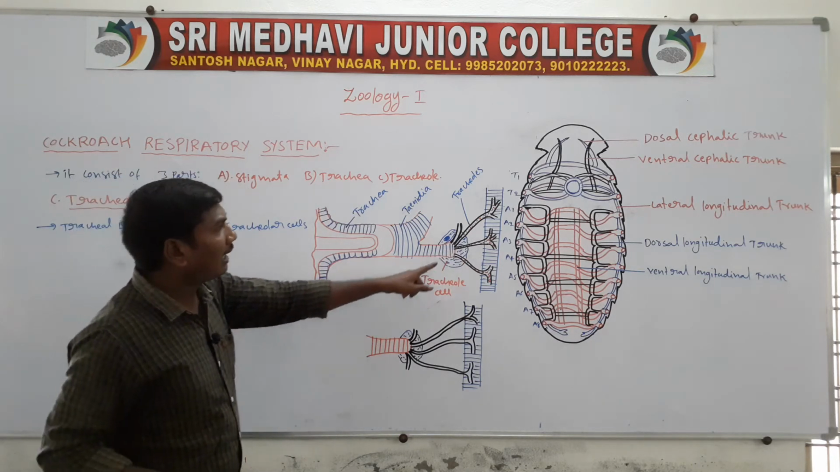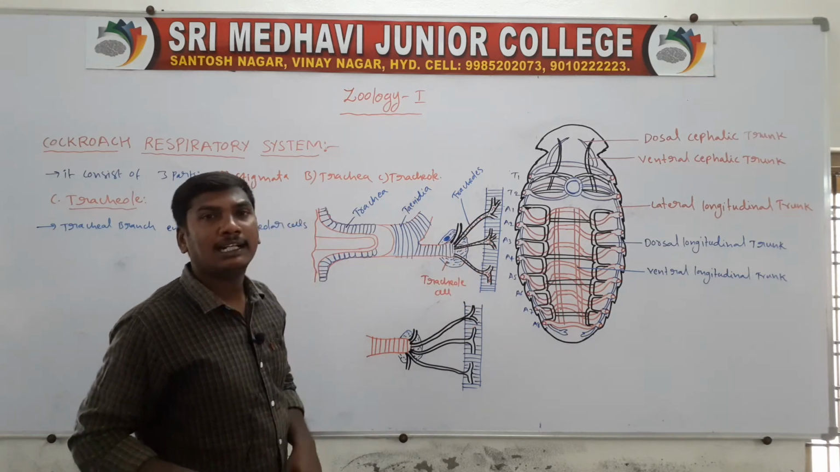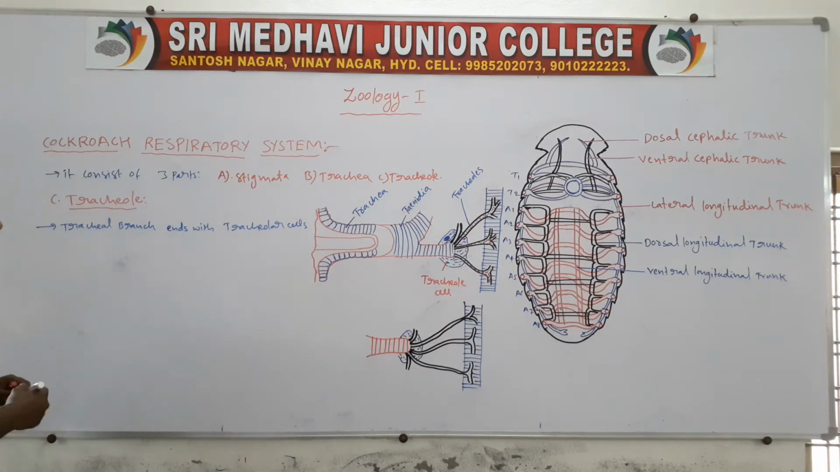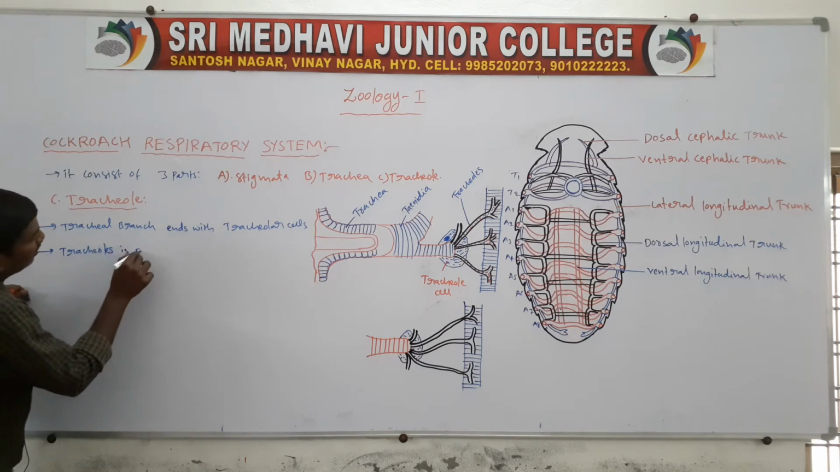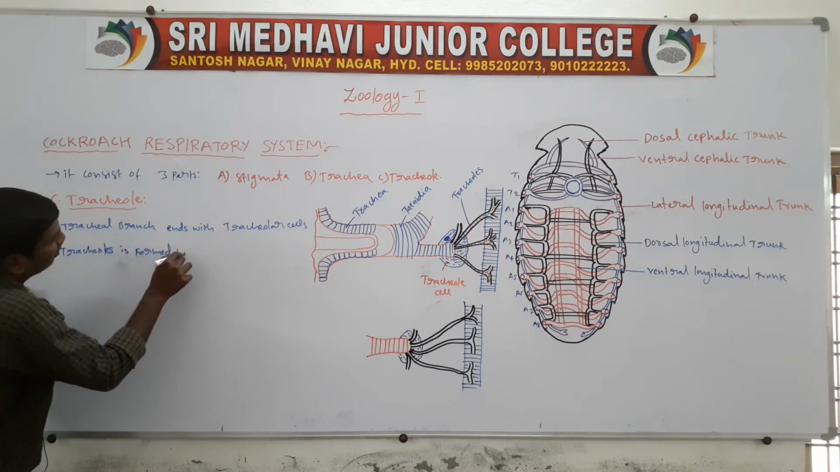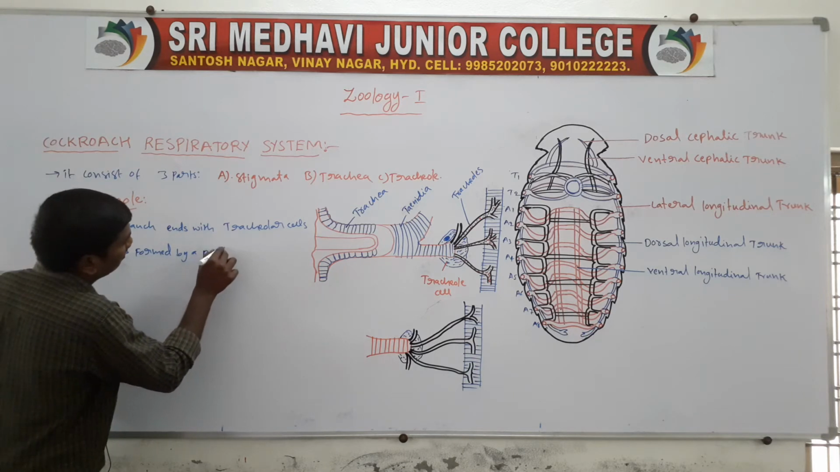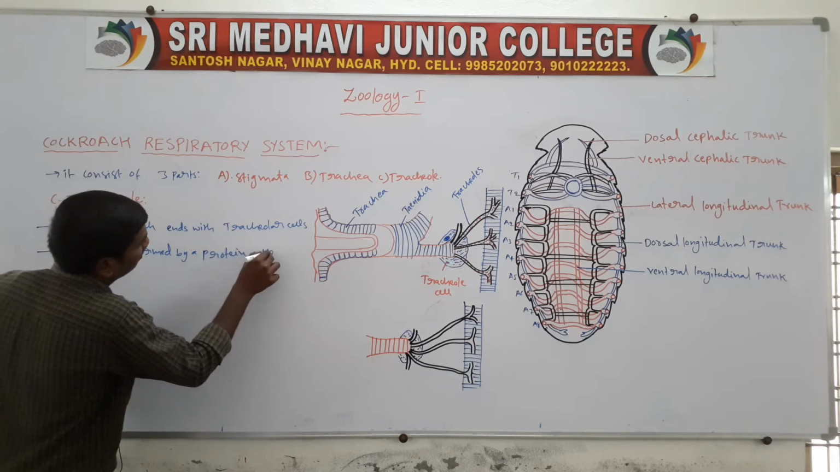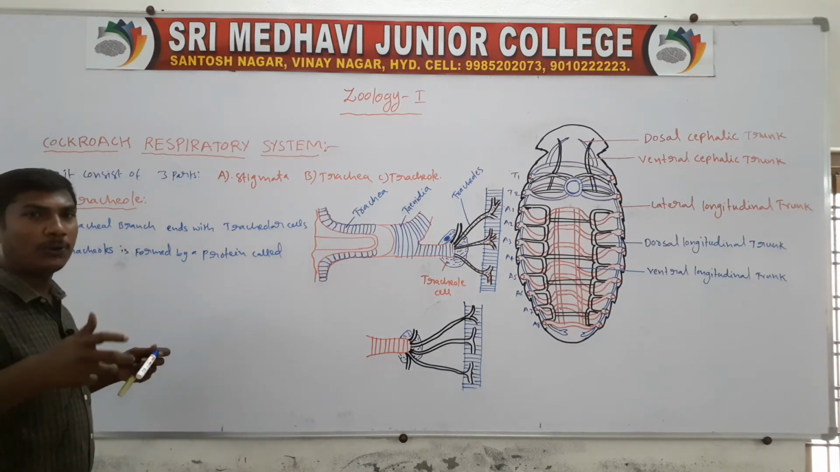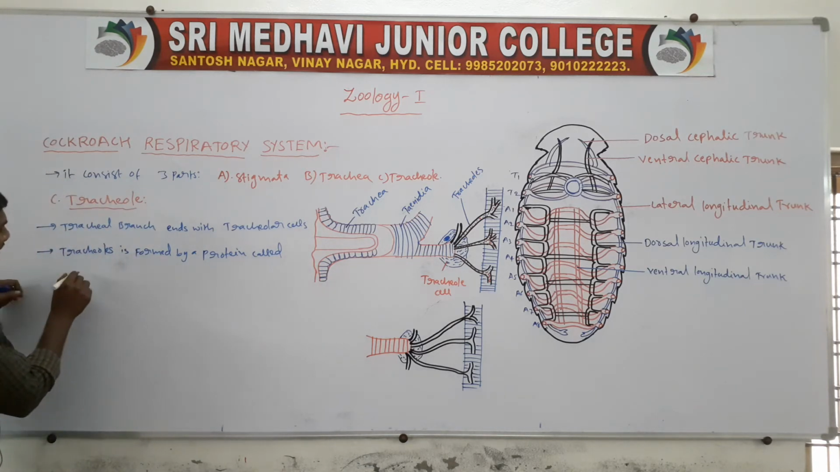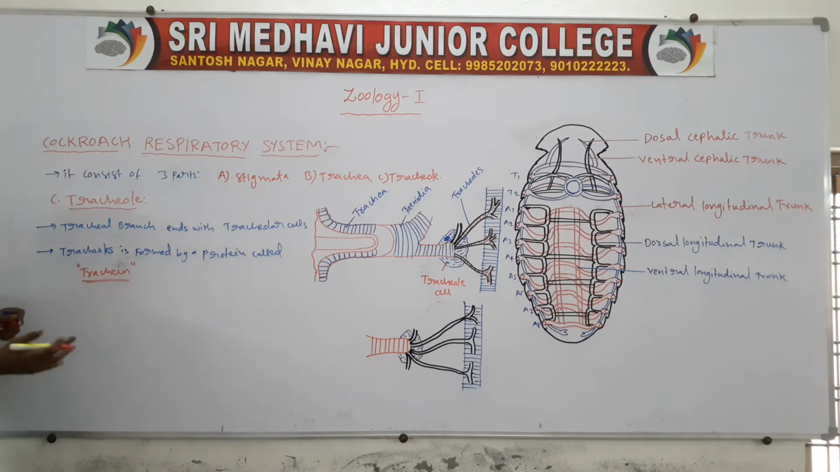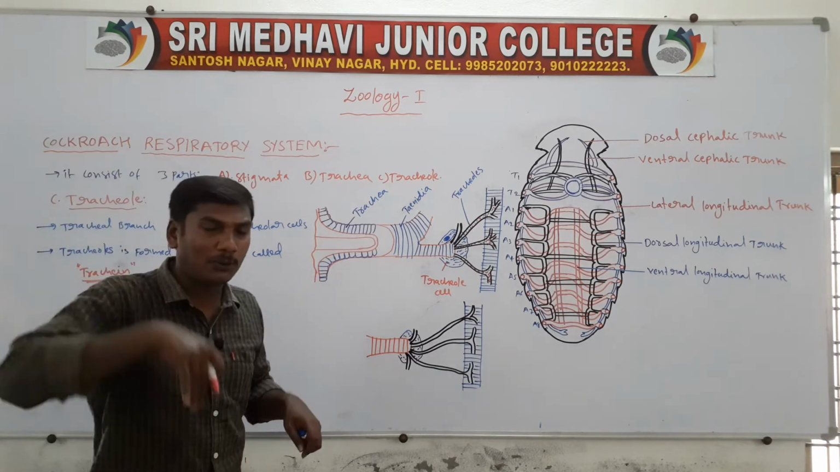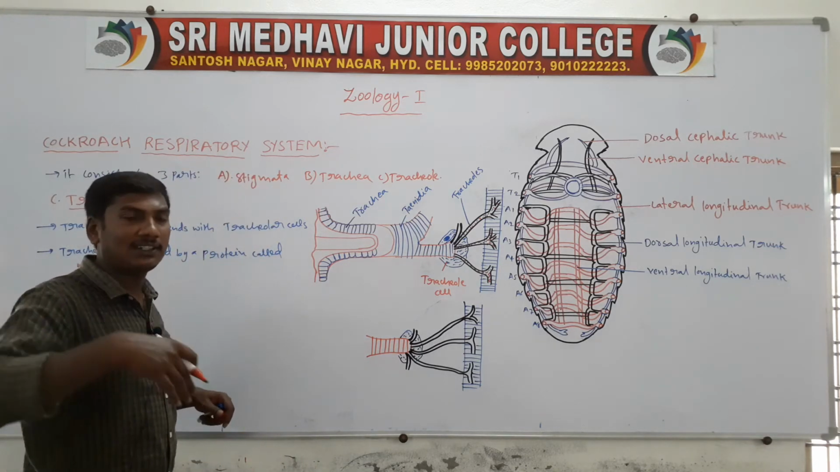Next, these black lines are the tracheoles. The tracheoles are formed by a protein. The protein is called trachin.